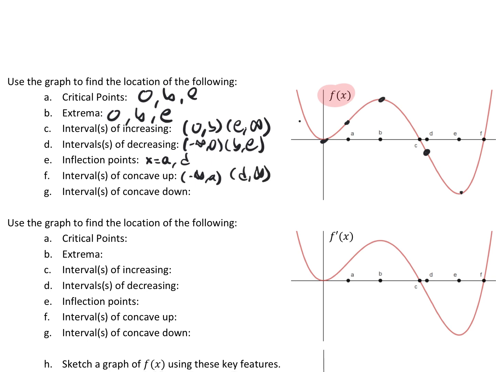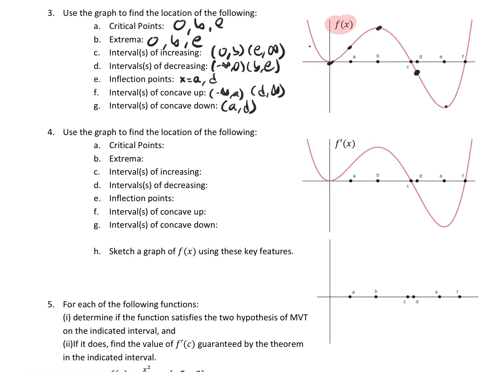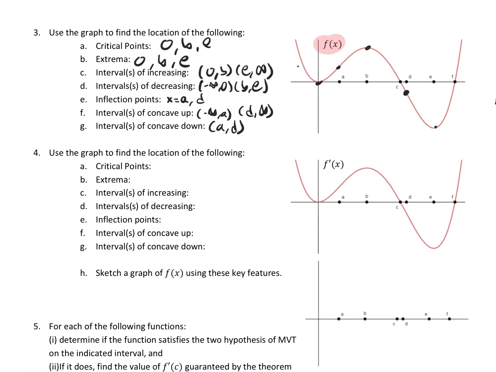Where is it concave down? Well, that's from A to D, and that's it. Okay? So there's all the features just by looking at the graph of f of x. Now, let's look at another graph.